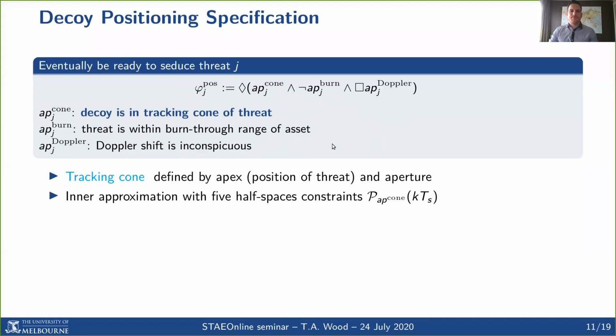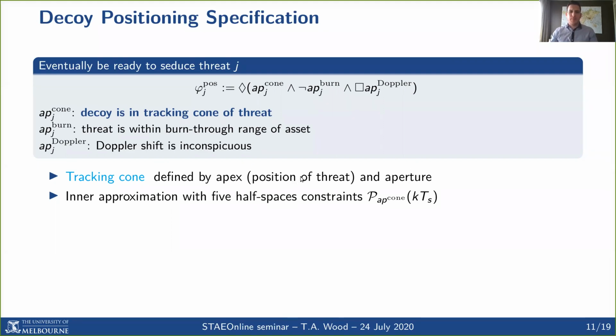in this language. So then we look at, for each of these atomic propositions, how do we encode them as these polyhedral sets. So the tracking cone is defined as a cone that has its apex at the position of the threat, and its orientation is towards the asset, and then there's a parameter of how wide the opening angle of this cone is, the aperture.